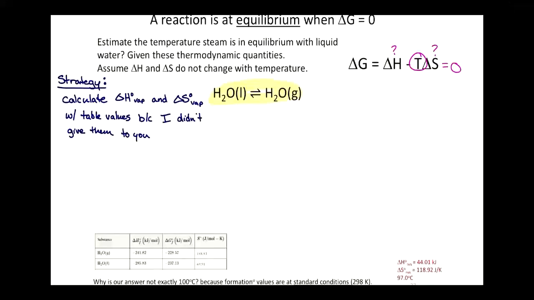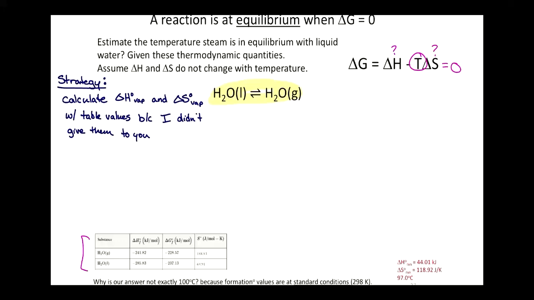But what did I give you? I gave you formation values instead. I gave you table values, all right? So this question is made a little bit harder because I didn't give you the enthalpy and entropy changes for the reaction. You have to figure it out for yourself. How do you do that? If I give you these table values, it's products minus reactants. So I have to do products minus reactants for delta H and delta S first, and then plug it into that delta G equation.